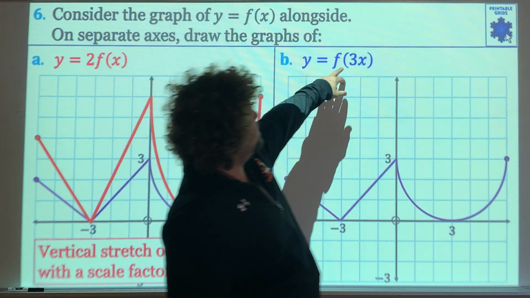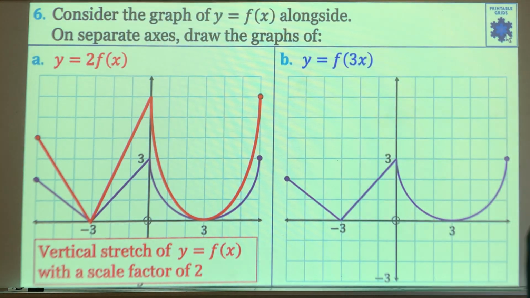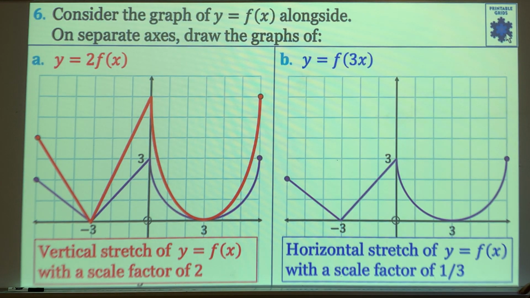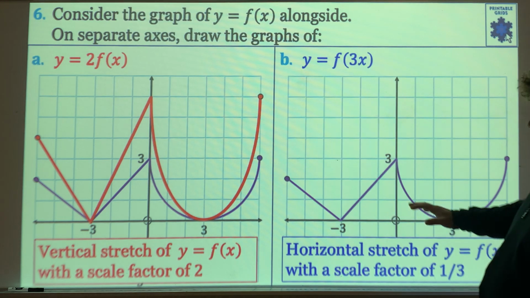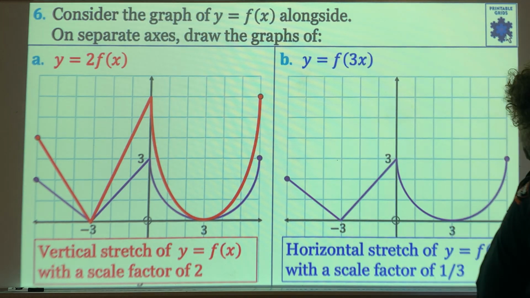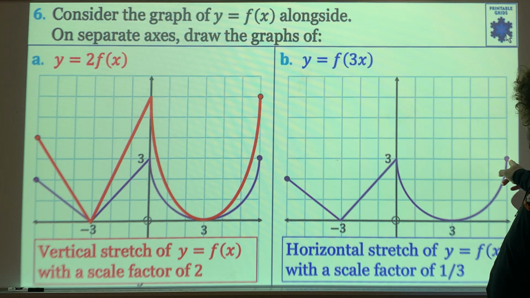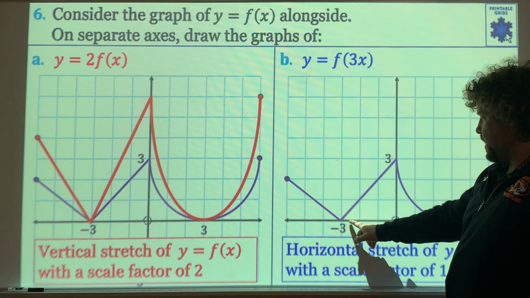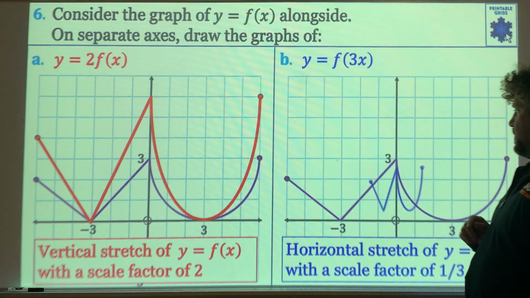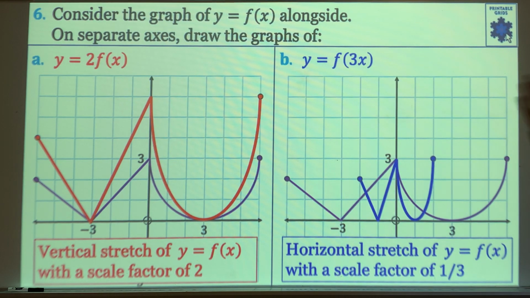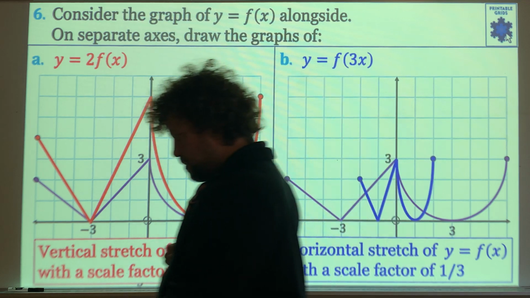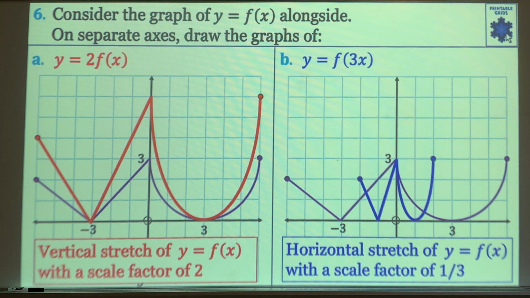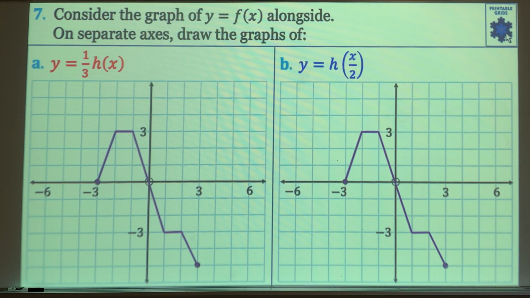This one, the 3 is on the inside, so we're actually going to get smaller. 1 over 3 is 1/3, so a horizontal stretch with a scale factor of 1/3. 1/3 is between 0 and 1, so we're going to be shrinking this. These stay at the same heights, but 1/3 of 3 is 1, 1/3 of 6 is 2, 1/3 of negative 3 is negative 1, 1/3 of negative 6 is negative 2. So we shrink this little guy, get it back. Boom!